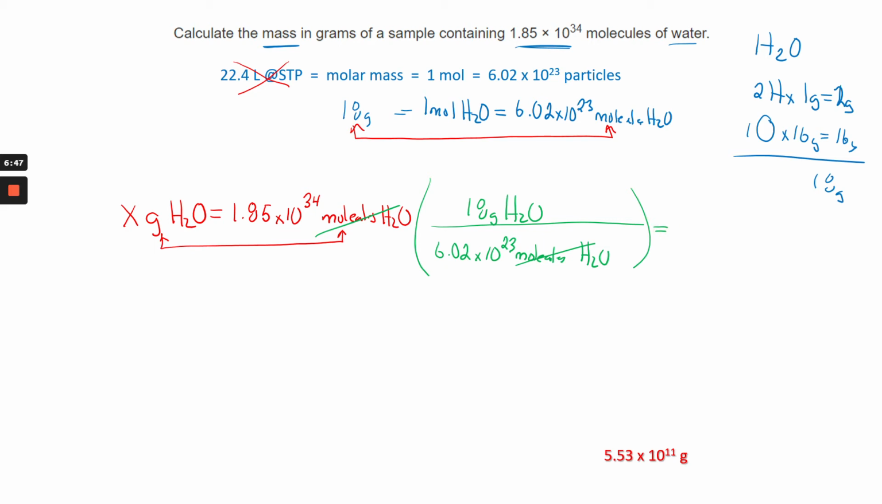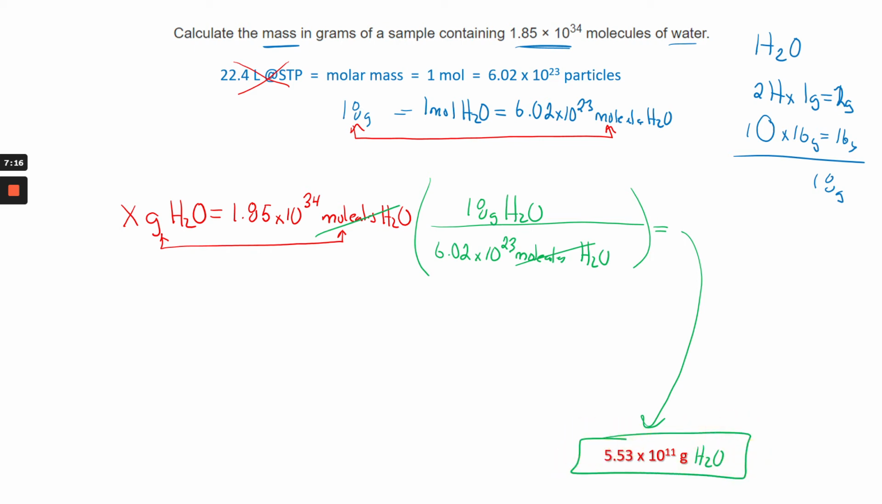Carefully typing that into your calculator using the exponent key properly. 1.85 times 10 to the 34th times 18, hit equal, divide by 6.02 times 10 to the 23rd, and you should get the number on the bottom of the page. We have 3 sig figs in our problem, so we report it as 3 when we're done. 5.53 times 10 to the 11th grams of water. Boy, that's a lot of water.